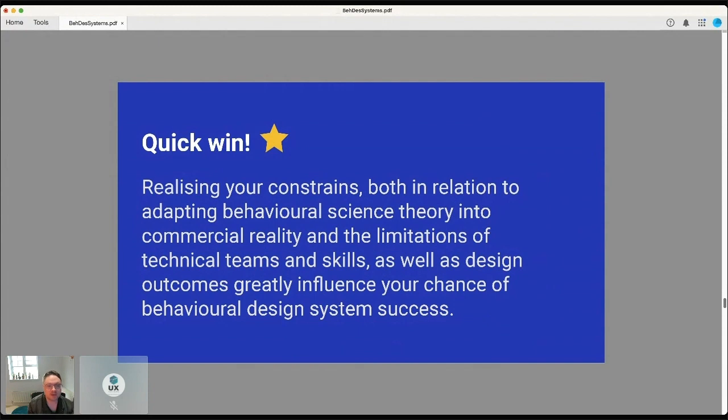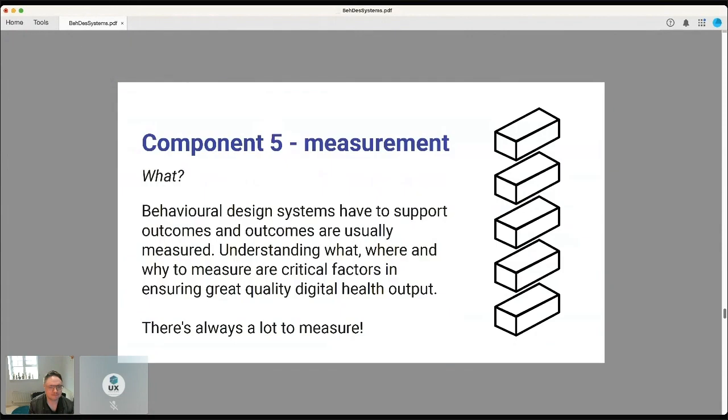Okay, and then a quick win for this. So realizing your constraints, like I've mentioned, both in relation to adapting behavioral science into commercial reality and the limitations of technical teams, how you collaborate with them, their skills, as well as design outcomes can greatly influence your chance of behavioral design system success. Something that I've worked with a lot is helping translate complex things, and vice versa, with people to understand what the limitations are of our research and our product design as well. And that leads us nicely on to our fifth component.